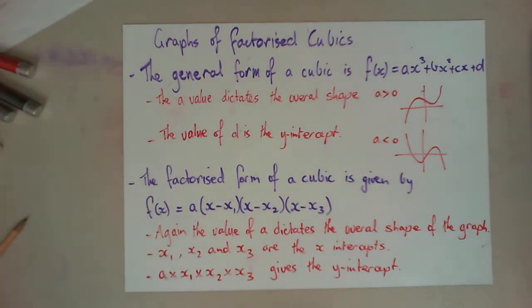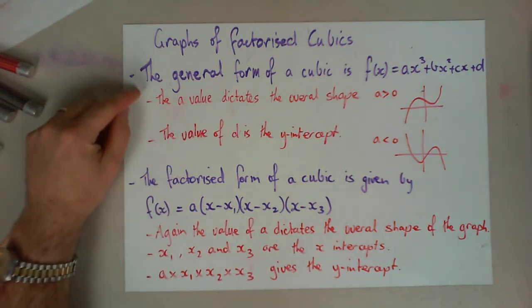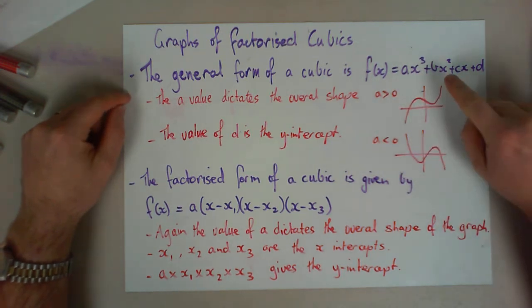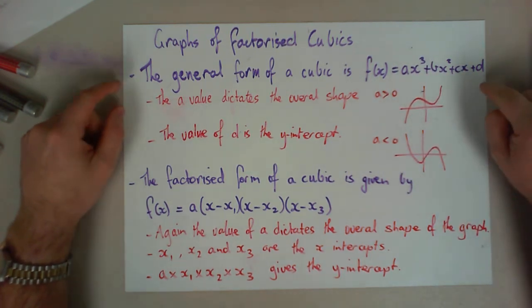Hi everyone, in this video we're going to have a look at graphs of factorized cubics. Okay, so we've got a few different forms that we need to look at and see what the graphs actually do. The general form of a cubic is given by f of x equals ax cubed plus bx squared plus cx plus d.